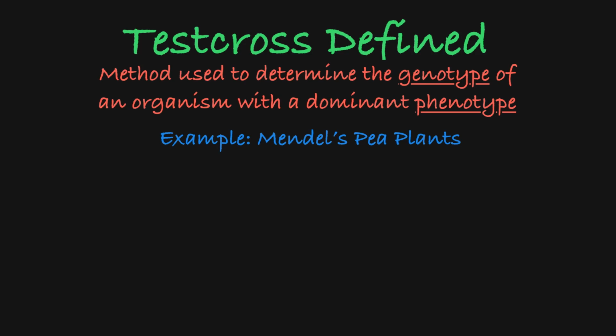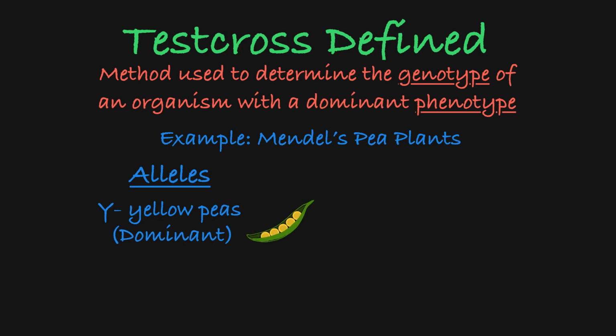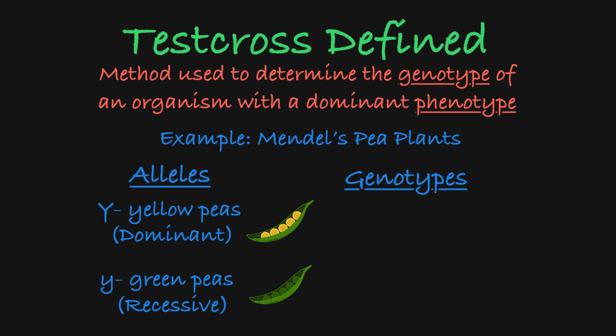The gene that confers pea color has two alleles. The dominant allele yields a yellow pea phenotype, while the recessive allele is associated with a green pea phenotype. As such, a plant producing pods with yellow peas can either have the homozygous dominant genotype or the heterozygous genotype, while a plant producing pods with green peas must have the homozygous recessive genotype.